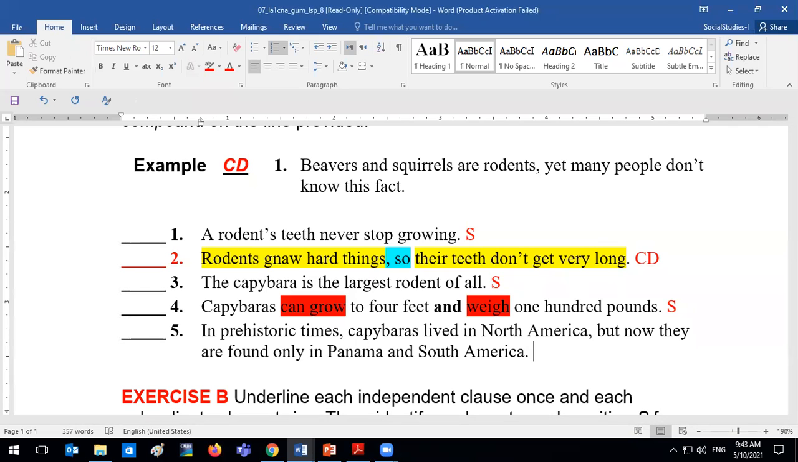Let's read it for us, Adam, please. In prehistoric times, capybaras lived in North America, but now they are found only in Panama and South America. Great, good. Okay. So what do we have here, Adam? Do we have a simple sentence or do we have a compound sentence?